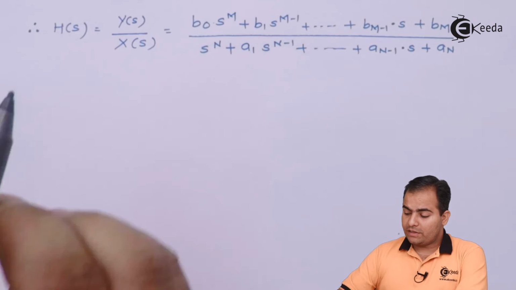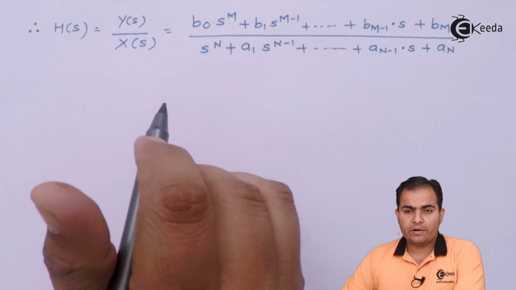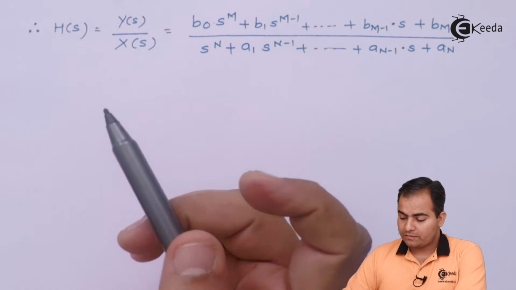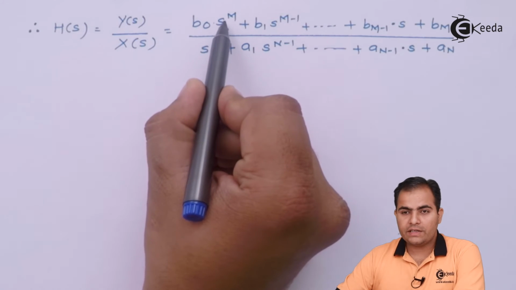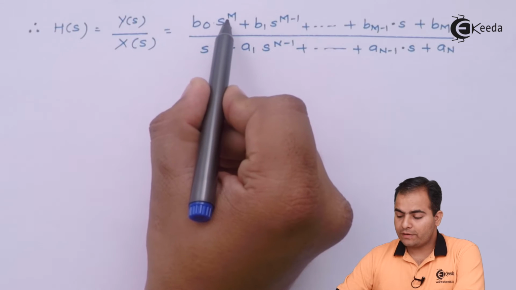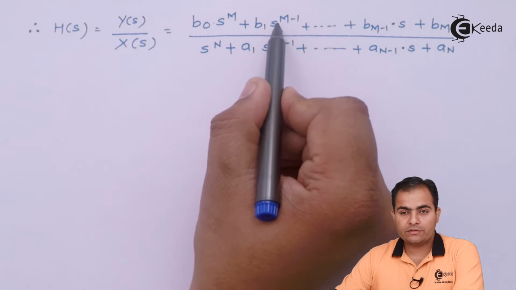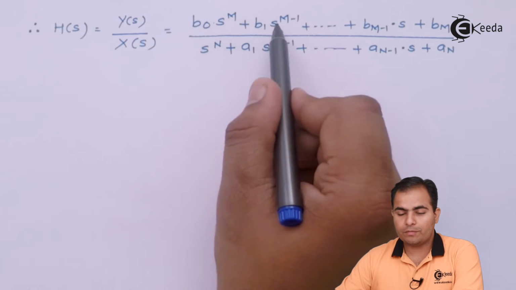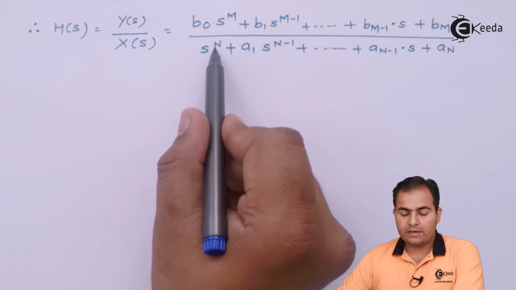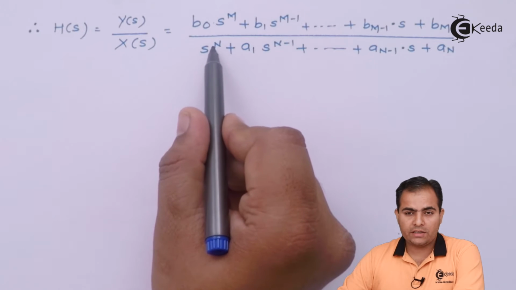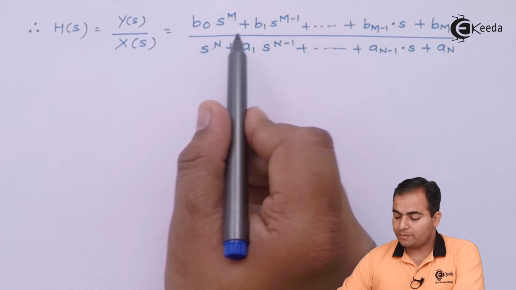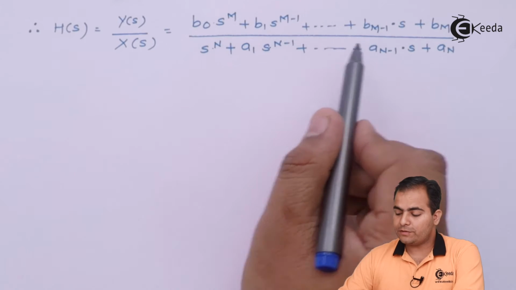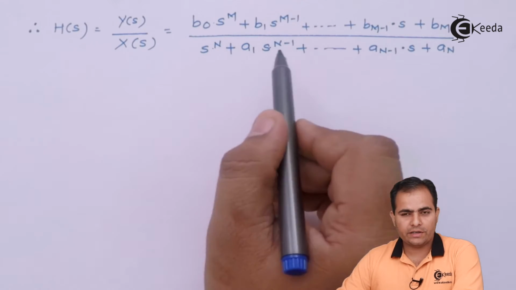Now this formula is much more important because if we have an s square equation, then simply replace all the m by 2. So my equation will be s to the power 2, this will be s to the power 1, and the last one will be s to the power 0, which will give us b0, b1 and b2. Similarly, in the denominator, if we have n value 3, which means this will be s cube, this will be s square, s to the power 1, and then we'll get s to the power 0, which means we have a1, a2 and a3 value in the denominator.